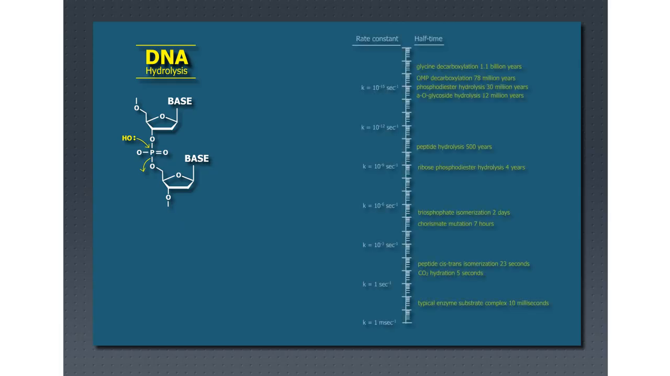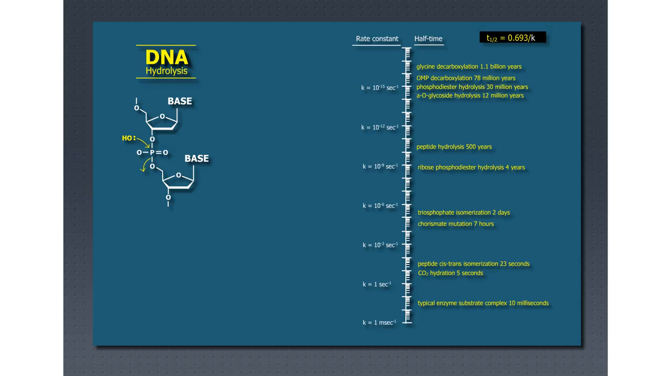On the right-hand side of the screen is a diagram showing the rate constant and the corresponding half-life. The rate constant and half-life are related by the equation t1/2 = 0.693 divided by the rate constant k. The rate constant for spontaneous hydrolysis of the phosphodiester bond in the DNA backbone has been measured to be approximately 10^-13 to 10^-15 per second, which corresponds to a half-life of about 30 million years.